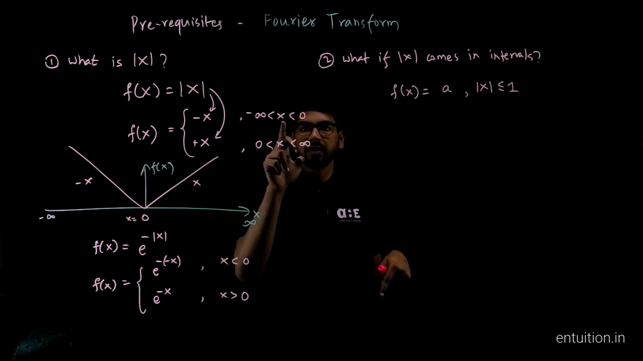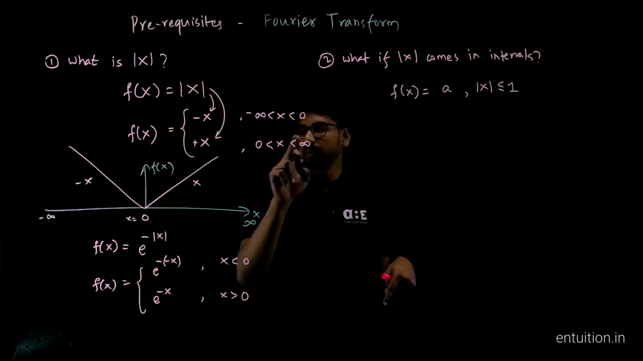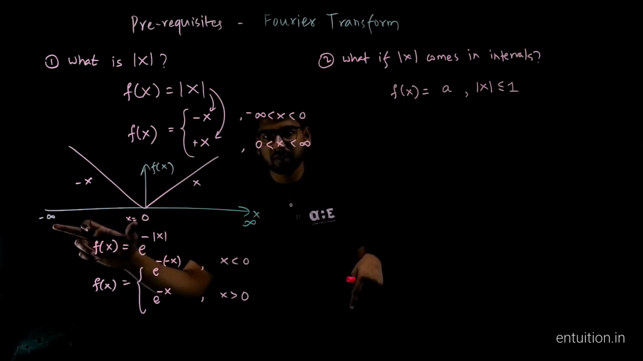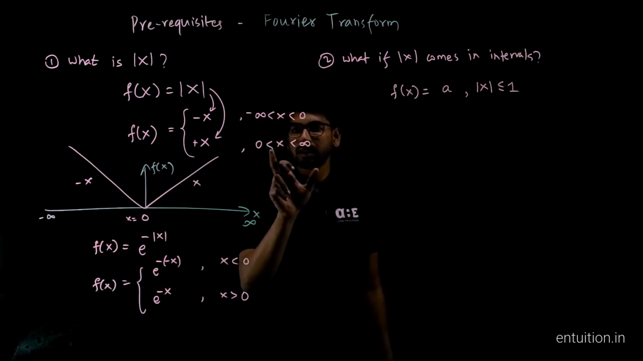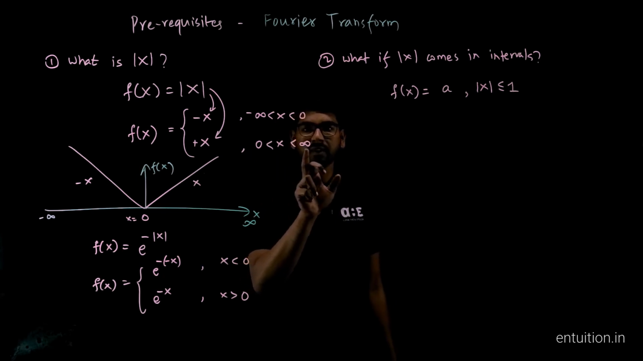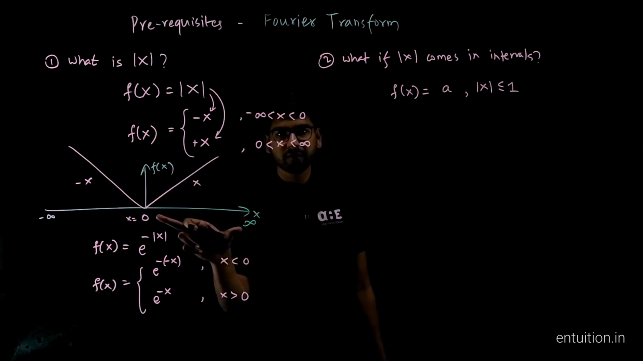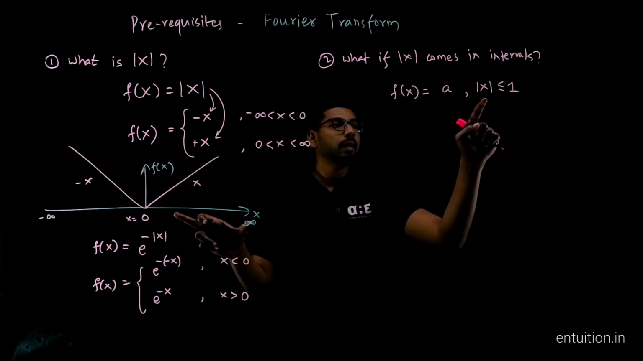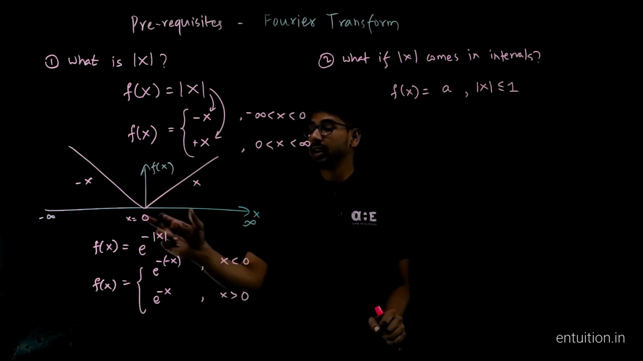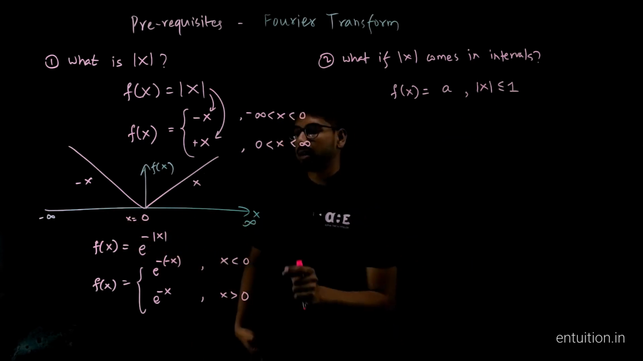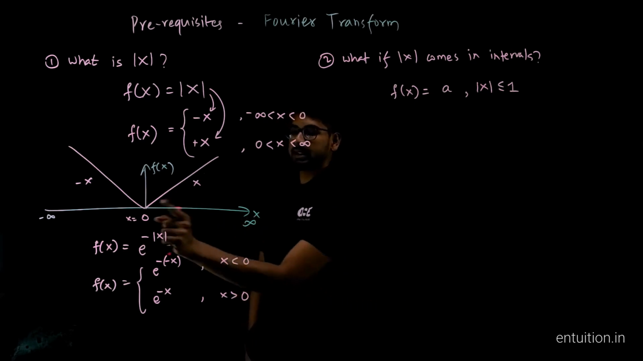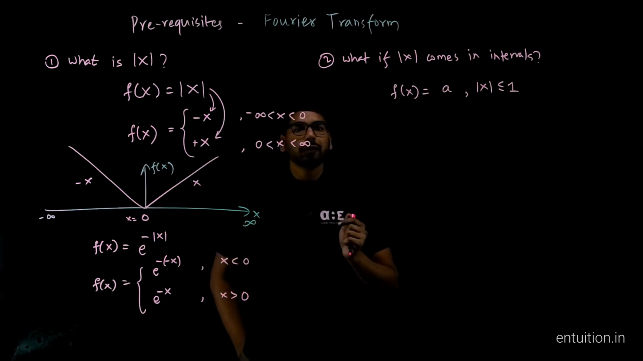x greater than minus infinity and smaller than 0 means these values of x, and when 0 is less than x less than infinity, it means these values of x. What do you mean by mod x less than 1? Where is this interval on this number line, on this x axis? So how do you find that?